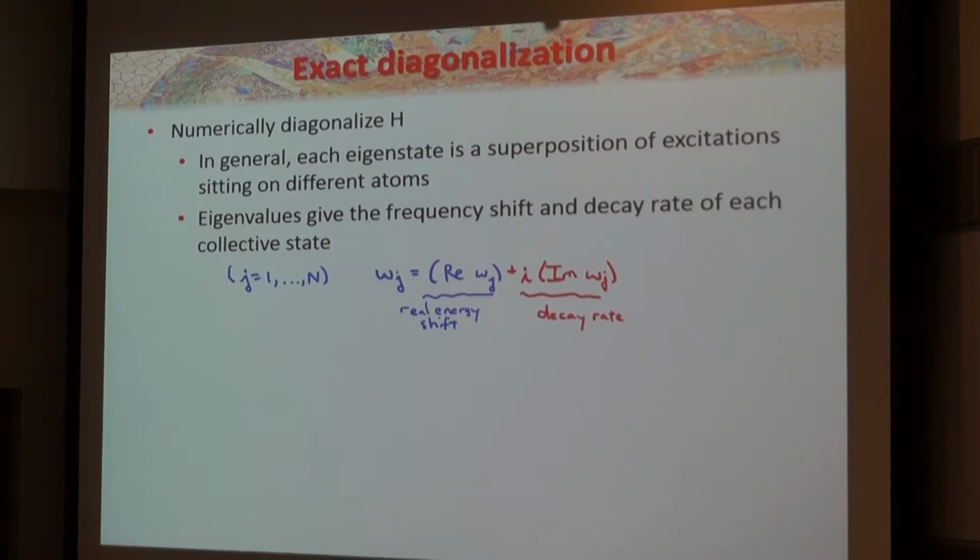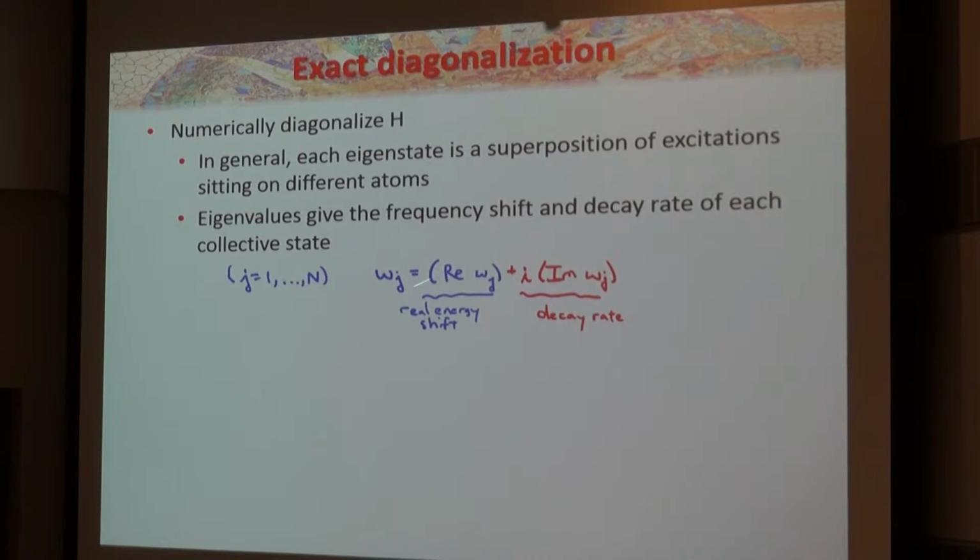And in general, you get N eigenstates. Each eigenstate is going to be some superposition of excitations sitting on different atoms. So it's very unlikely that when you diagonalize this Hamiltonian, one of the eigenstates is just a product state of one atom being excited. Generally, these eigenstates are superpositions of atoms being excited.